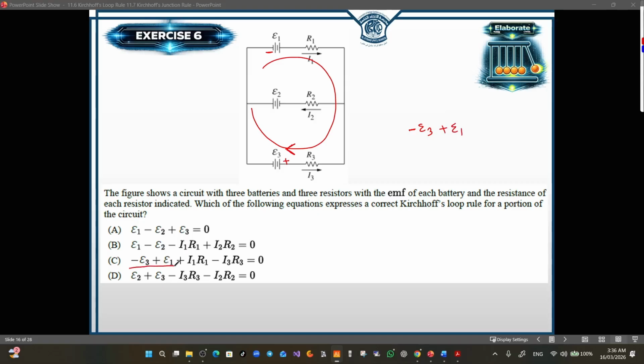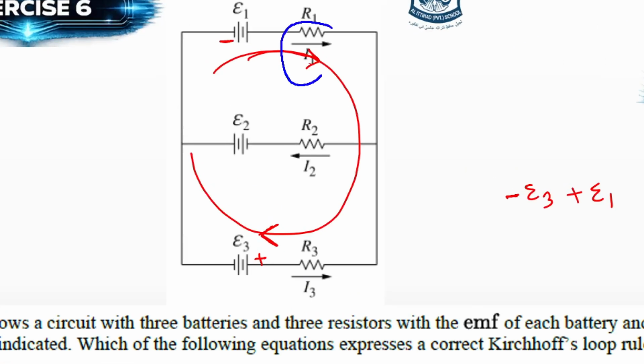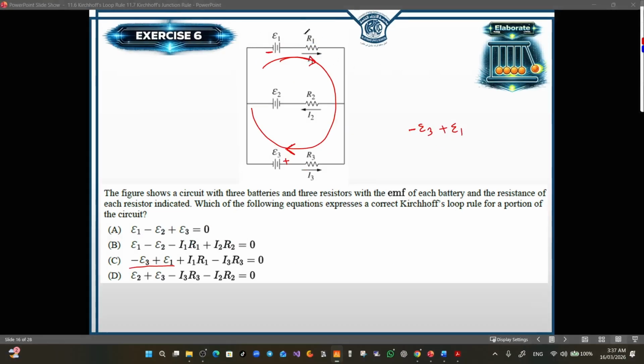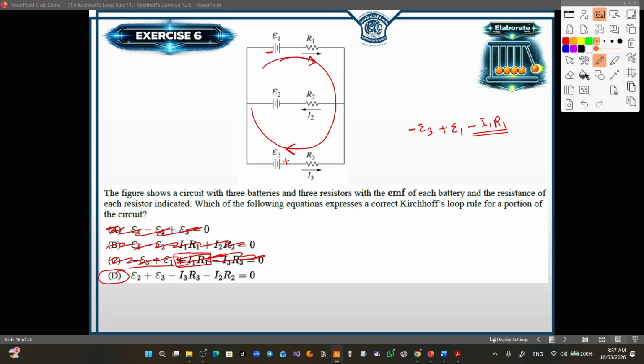The first two terms are correct. So let's complete the rotation. As you can notice here, the current and the direction of the loop are the same, which means the potential difference across R1 should be written as minus I1 R1. And this is not the same as in choice C, because it's written with a plus sign. So C should also be eliminated. After we eliminate all the other choices, we end with D, and D should be the correct answer. And let me show you that.